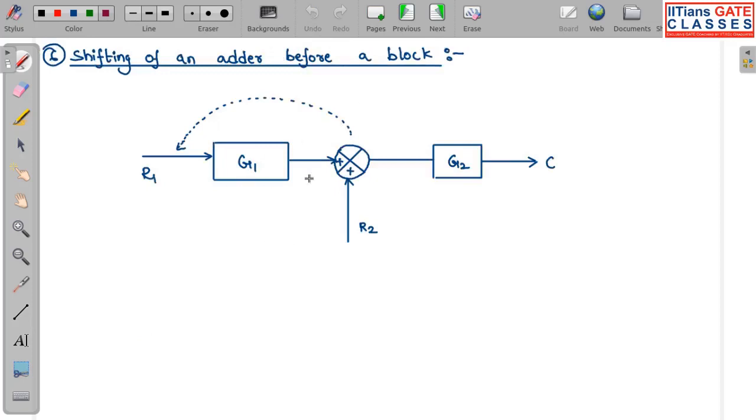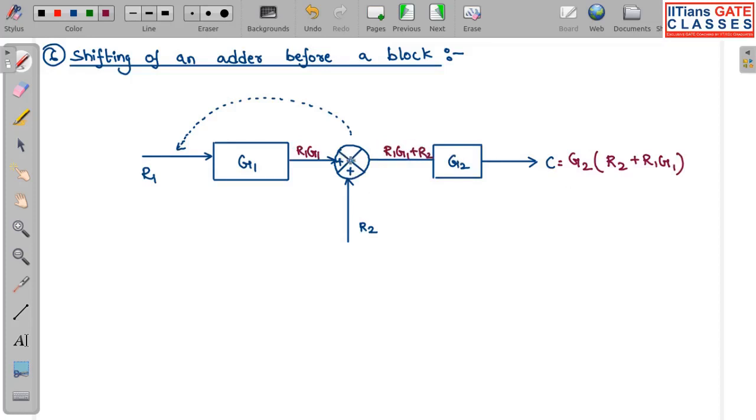Now one more concept is that if you take this adder or summer behind this block, how are you going to do it? Look very carefully, this is a little bit tricky one. First you need to maintain all the outputs of the point the same. So what is the output over here? That is G1 into R1 plus R2. You can see that this is R1 G1, and from here R2. So this will be R1 G1 plus R2, and this block will multiply it.